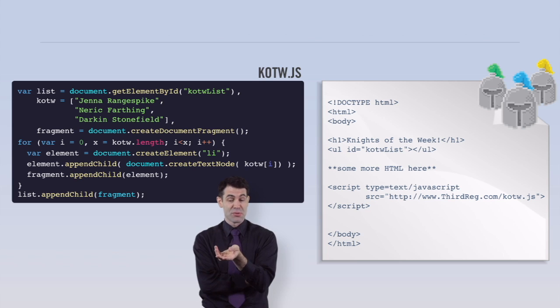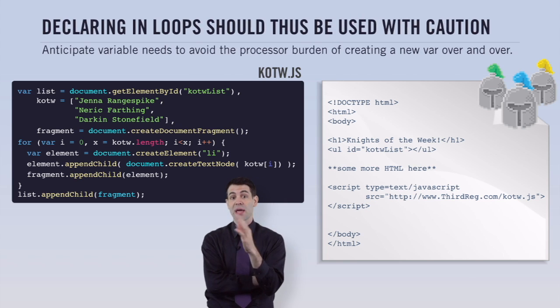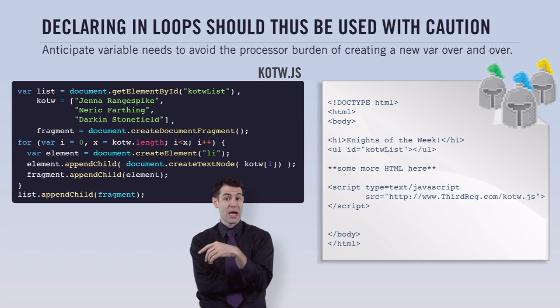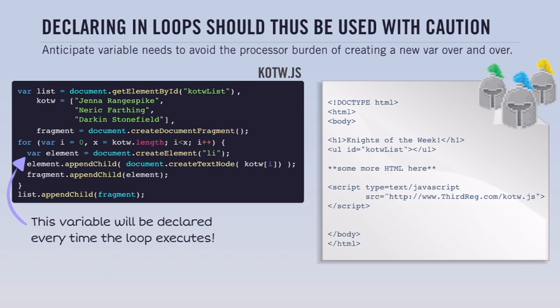They can see that you've got a nice list of variables stacked using commas. Now because of that processor burden, you want to avoid declaring in loops. You want to try to anticipate your variable needs so that you're not causing the parser to look that variable keyword up over and over again, right? Let's take a look at that. Here you can see our var element, and that variable is going to be declared every single time our loop executes.